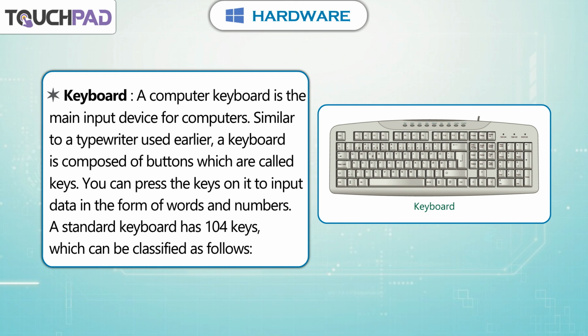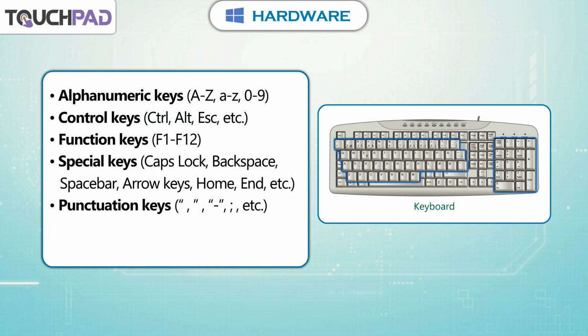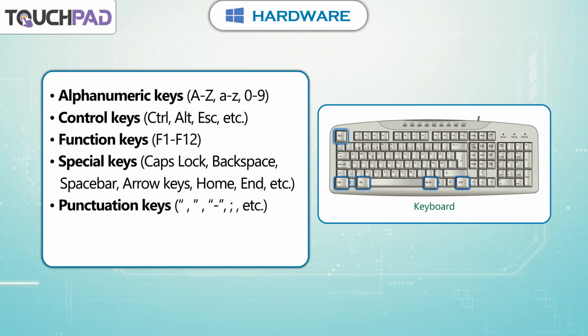A standard keyboard has 104 keys which can be classified as follows. Alphanumeric keys: A to Z, small a to z, 0 to 9. Control keys: Control, Alt, Escape, etc. Function keys: F1 to F12. Special keys: Caps Lock, Backspace, Spacebar, Arrow keys, Home, End, etc. Punctuation keys: open inverted commas, close inverted commas, colon, semicolon, etc.